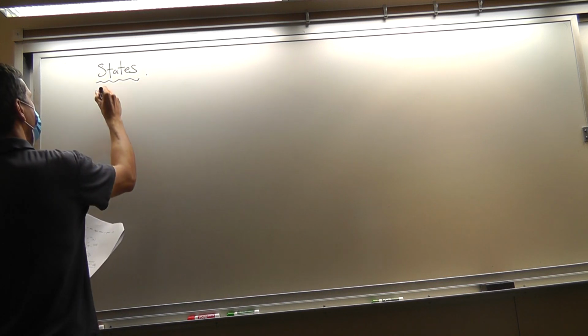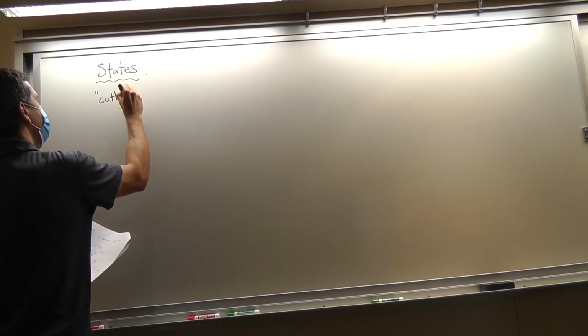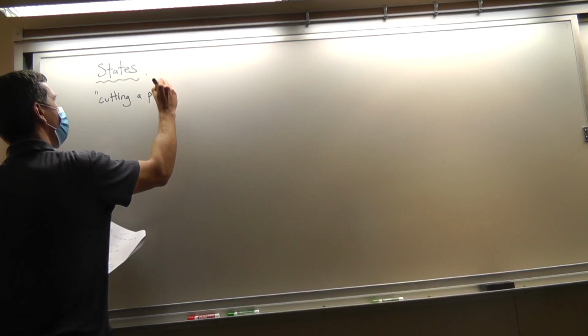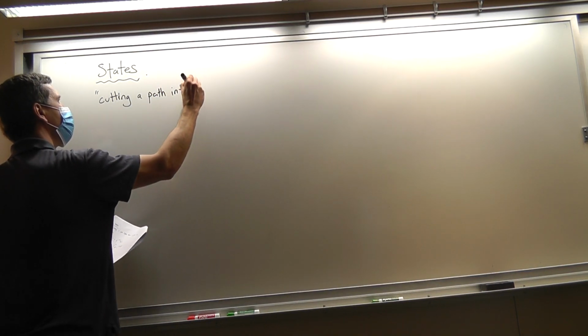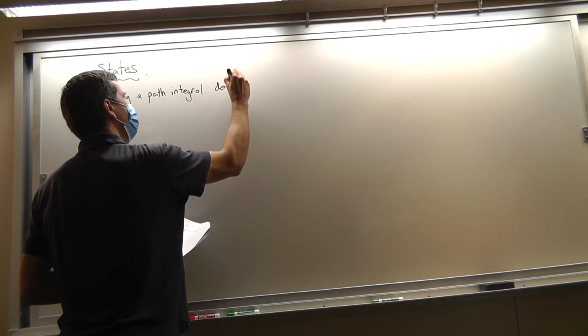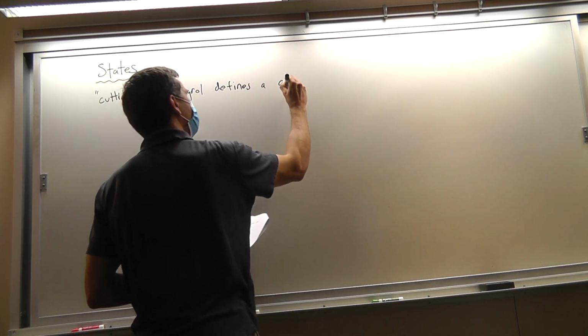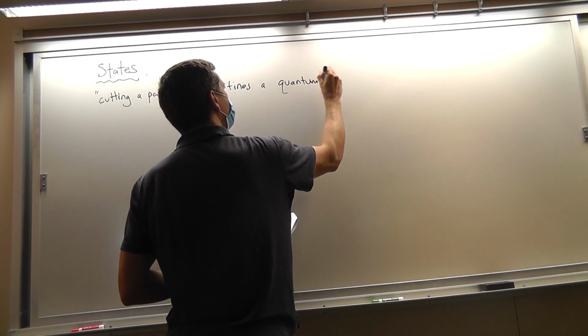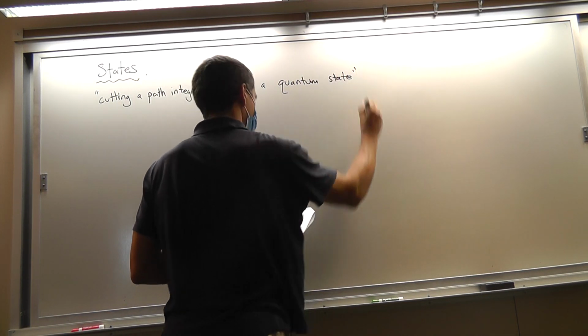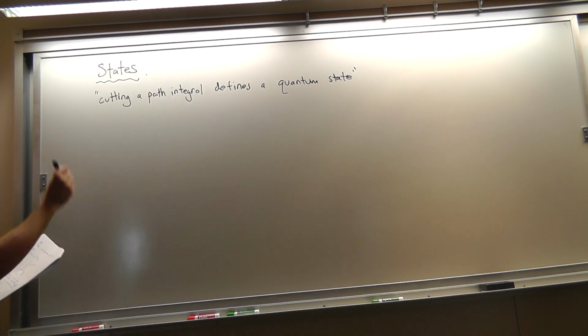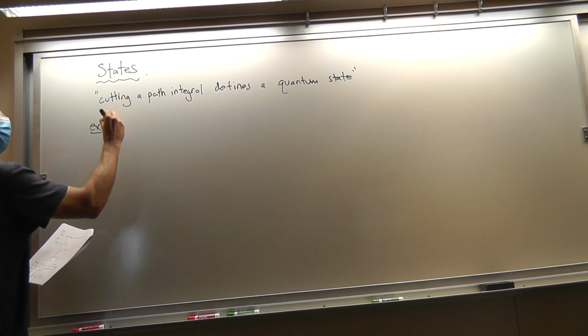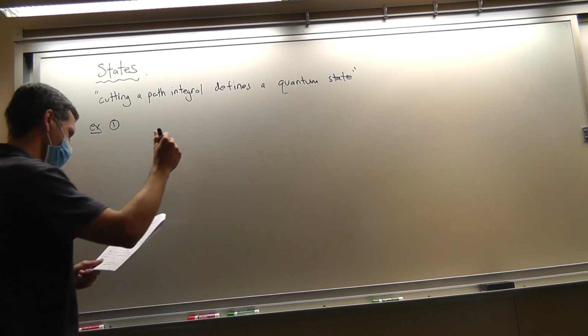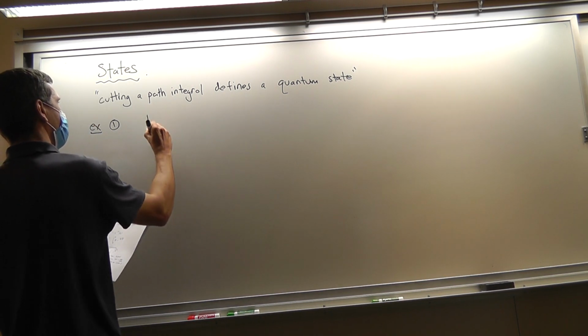So now I want to talk about quantum states and how quantum states are related to the path integral. The basic statement is that cutting a path integral defines a quantum state. For example, there's one we just talked about.